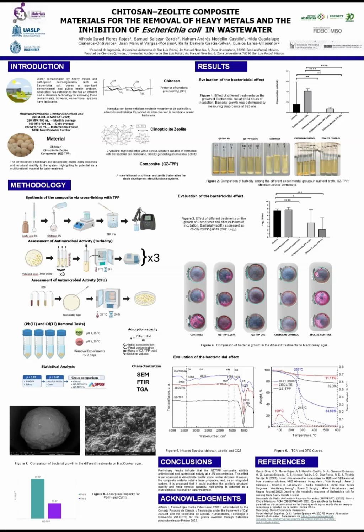To compare turbidity and colony-forming units among the experimental groups, a one-way analysis of variance was performed, followed by Tukey's post-hoc test when the assumptions of normality and homogeneity of variances were met. Otherwise, the non-parametric Kruskal-Wallis test was used, followed by the Dunn-Bonferroni correction for multiple comparisons.